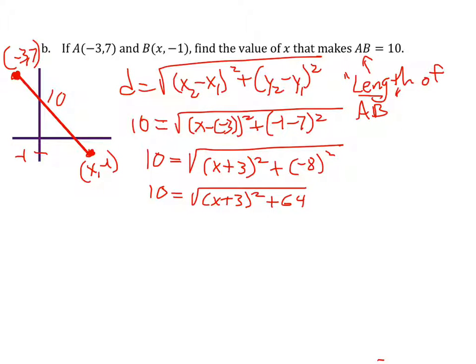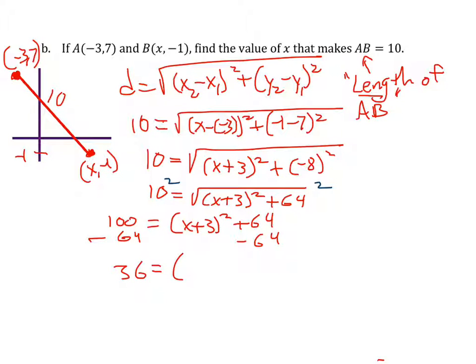And now we just got to work our way down and get to this x in here. So let's go ahead and square both sides. Get rid of that exponent there, or that radical that is. We've got 100 equals x plus 3 squared plus 64. The square here just cancels out the square root, right? Let's get that 64 out of there. And we've got 36 equals x plus 3 squared.